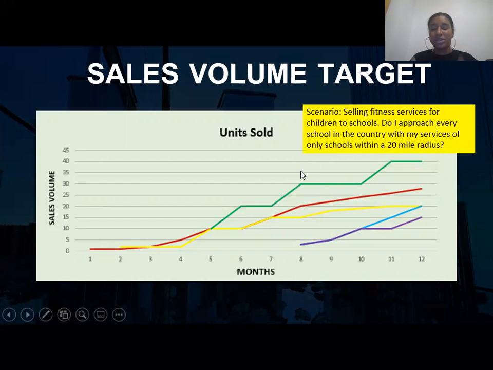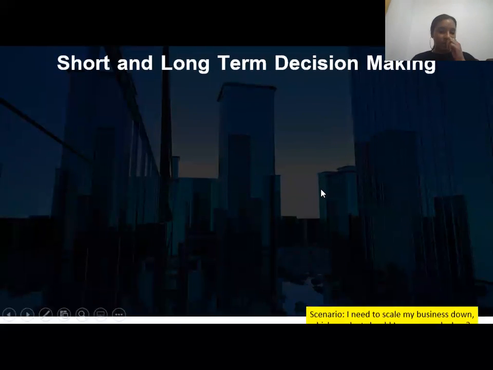If we go over our budget, we can say, brilliant, that's fantastic. How did that happen? Why did that happen? Did I save money there? Am I able to meet that target's demands and needs, etc., etc.? Short and long-term decision making.